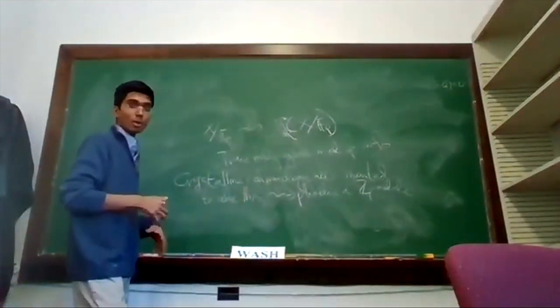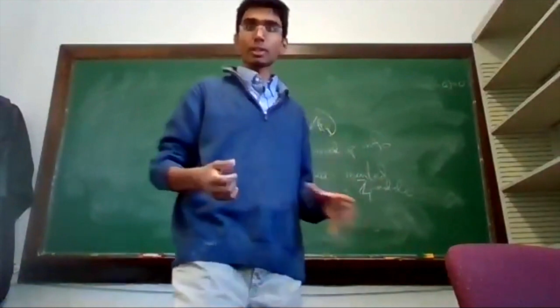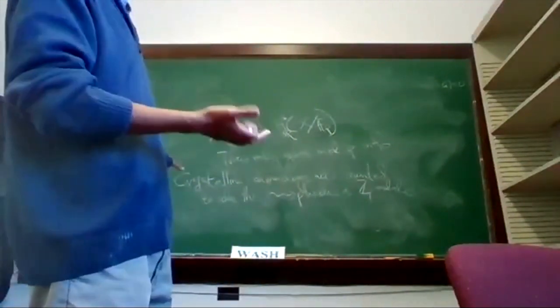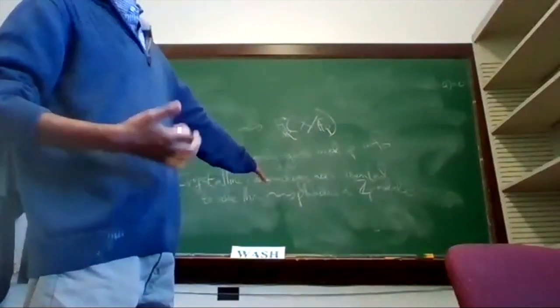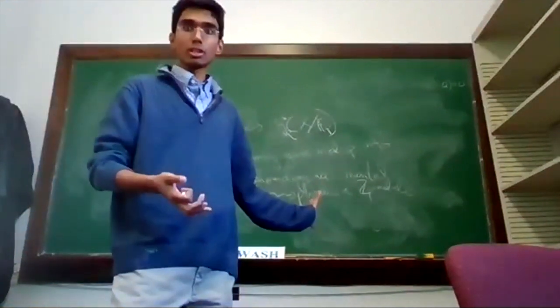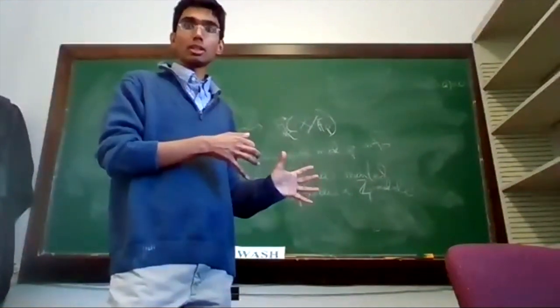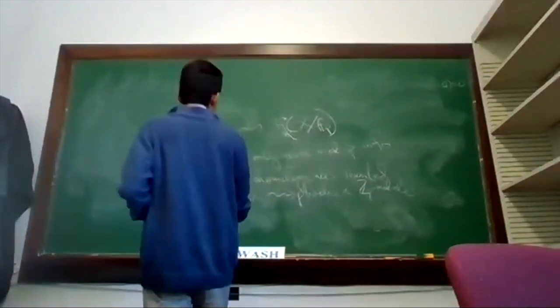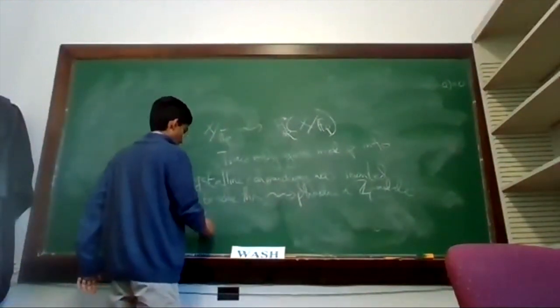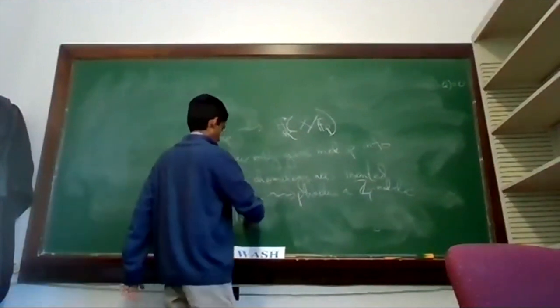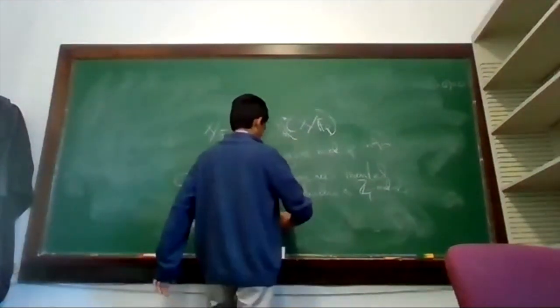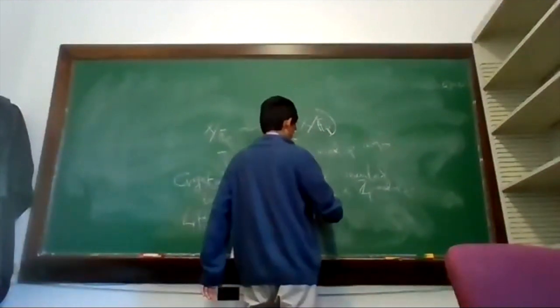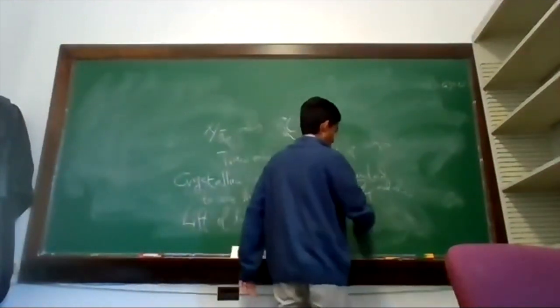So crystalline cohomology is some cohomology theory, and it has the property that it takes values in Zp modules, and if you reduce it mod p, in the derived sense, you're going to get de Rham cohomology. So it's a lift of de Rham cohomology to Z.